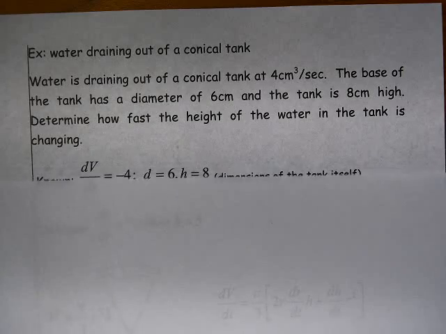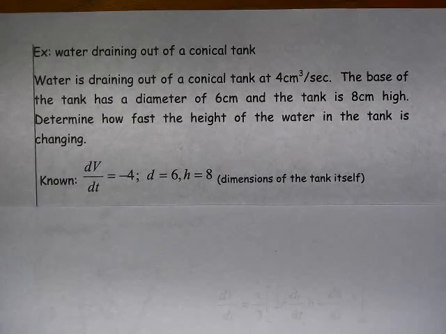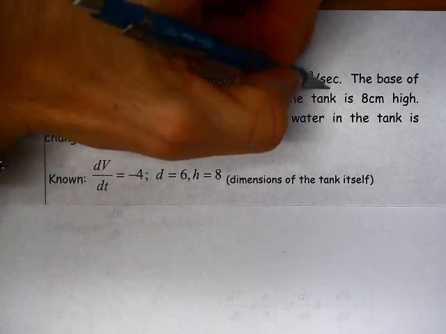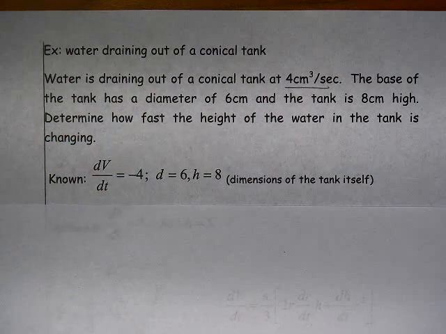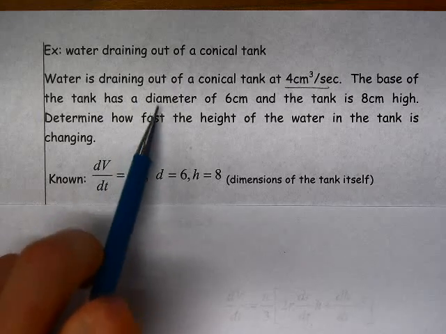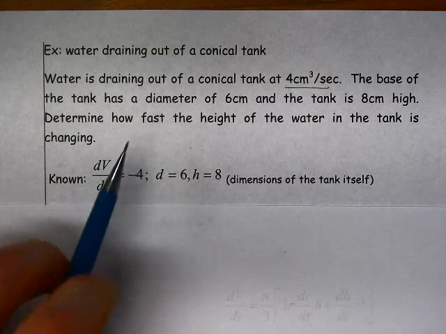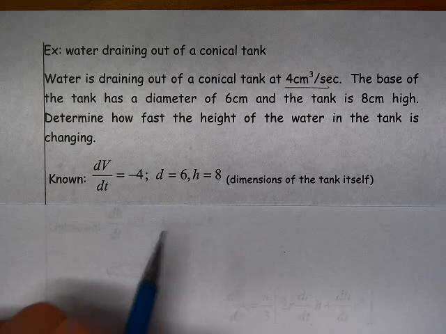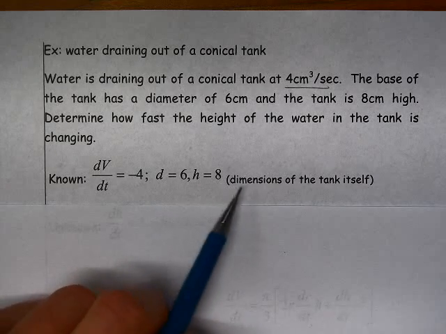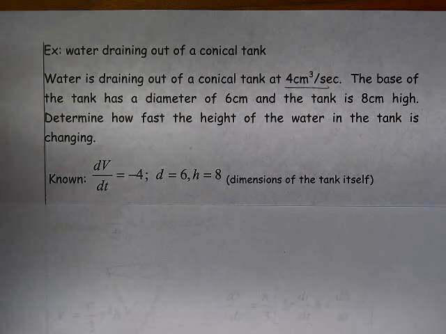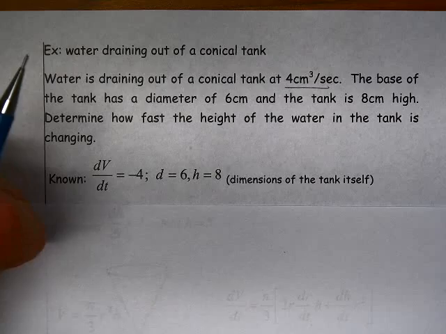So just like always, we're going to write down what we know. All right, we're given water is draining out at 4 cubic centimeters per second, so we will have to recognize that that's dV/dt. And I made it negative since the water is draining out. The water in the tank is becoming less and less as time goes by, so the rate of change is negative. And I've also made note of the dimensions of the tank itself are 6 and 8. 6 for the diameter and 8 for the height.